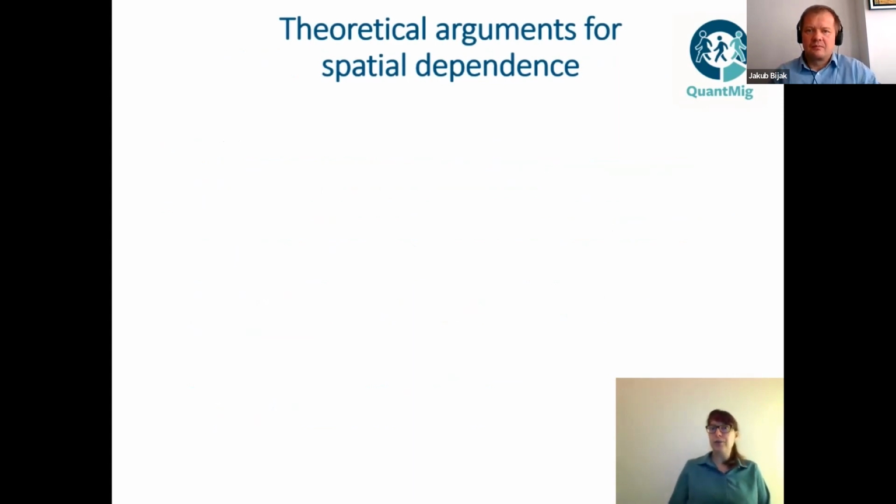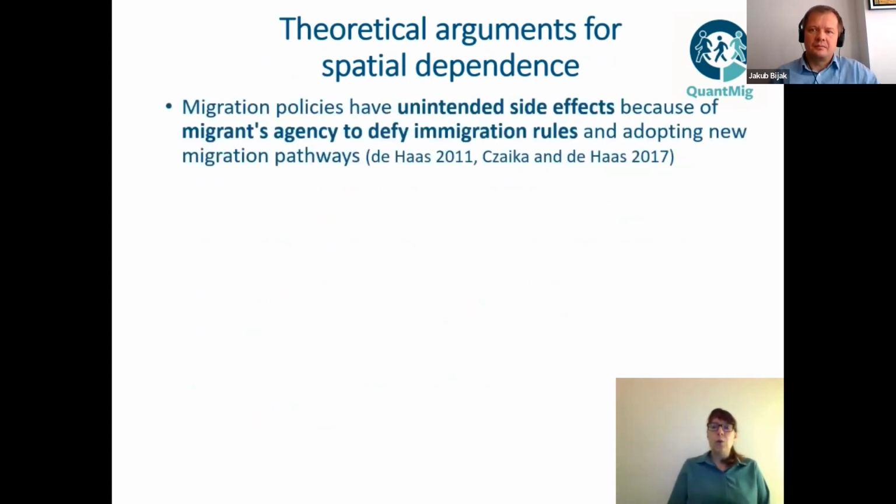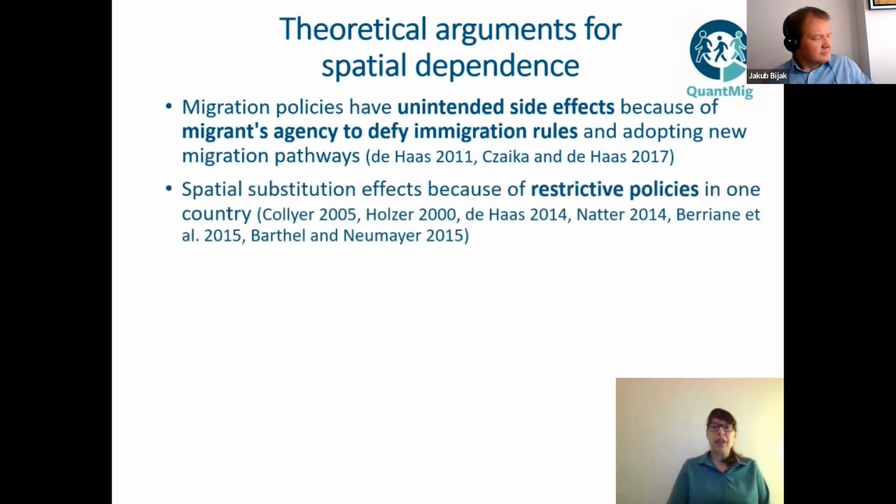But what are actually the theoretical arguments for spatial dependence? Well, overall, it has been shown that migration policies can have unintended side effects because, of course, migrants have agency and can either follow the rules or defy them. So they might opt for different migration pathways. And restrictive policies can also affect neighboring countries. So, for example, increasing immigration restrictions by France and Belgium in the 1970s contributed to the diversification of destinations of Moroccan immigrants, for example, to Spain and Italy.